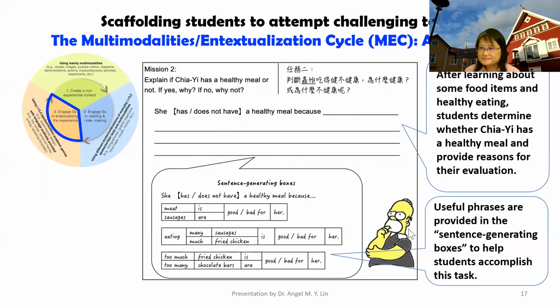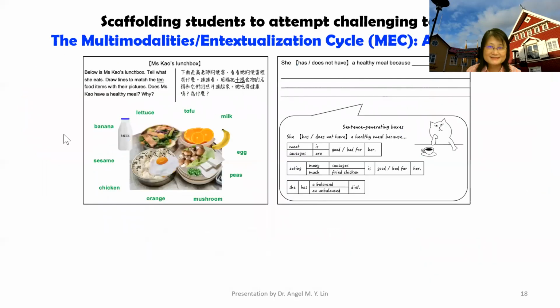So, useful sentence patterns. And then, below is Miss Cow's lunchbox. Tell what she eats, draw nice. You see, it's very parallel, the first task. But it's not Cha Yi, it's Cha Yi's teacher, Miss Cow. And the food items are totally different. And we repeat the same task. We call repetition with variation.